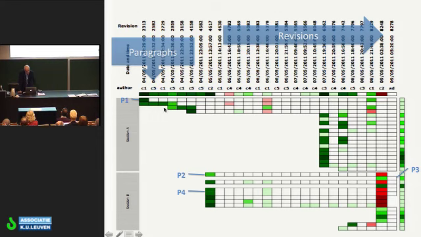And the color codes mean: green means words are added. The darker the green, the more words are added at that point. Red means words are deleted, and the darker the red, the more words are deleted. If something is yellow, like here, it means that the numbers of added words and deleted words balance. If a cell is white, that means in that revision cycle, that paragraph was not changed, has not been edited in any way.